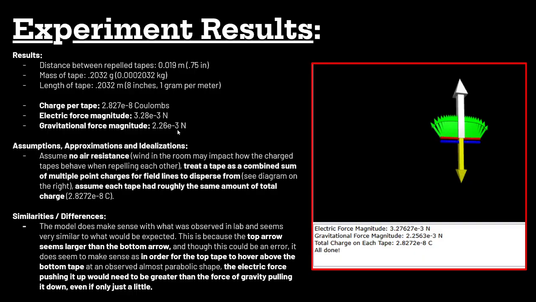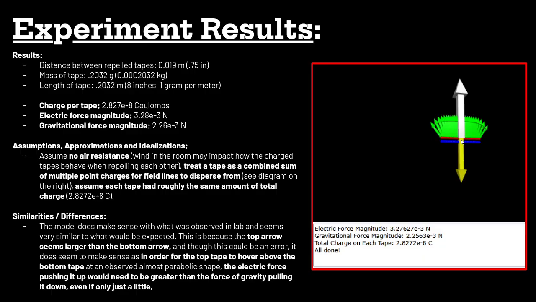We had the electric force magnitude, gravitational force magnitude described here. Our assumption, we assume no air resistance. Wind in the room may impact how the charge tapes behave when they're repelling each other. We treat each tape in this lab as a combined sum of multiple point charges for the field lines to disperse from instead of just one single point charge. Then we assume each tape had roughly the same amount of total charge.